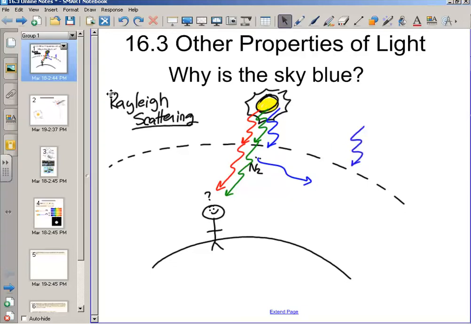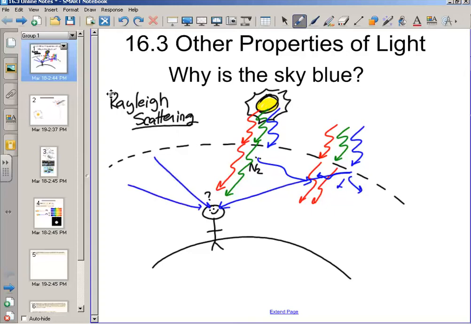Now this same white light is coming everywhere. So over here, red and green make it through, but blue gets scattered. And that blue gets scattered to here. And the same thing is happening in all directions. So that's why every place looks blue, and red and green. Now, why does it do that? I'm not exactly sure myself.